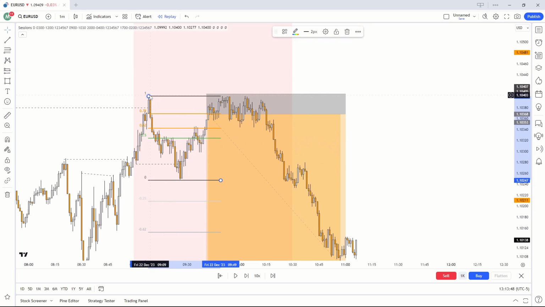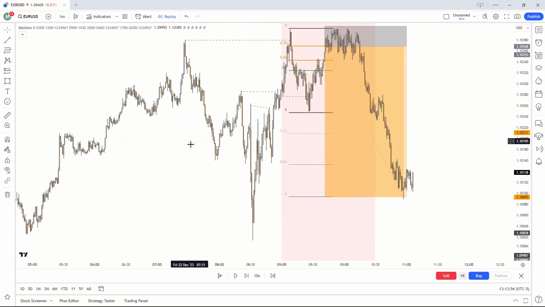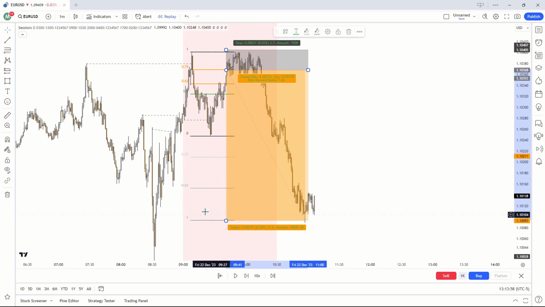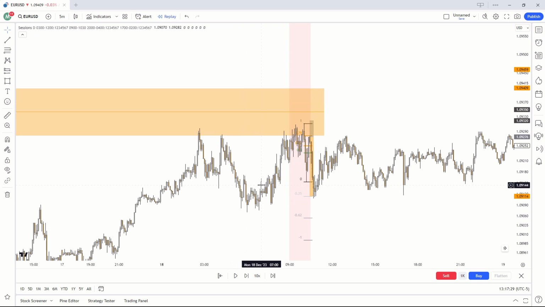So from here, I've drawn out my fib tool. I'm entering off the 0.79 mark, stop loss above the 1, and I'm aiming for the -1 mark as my final take profit. So it's as simple as that, guys. On to the next example. All right, on to our second example now.